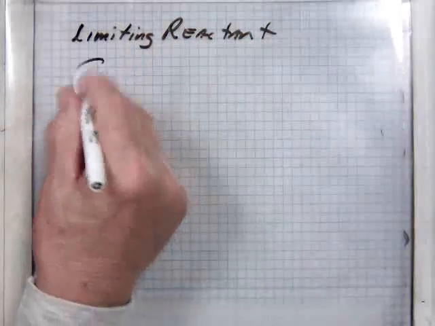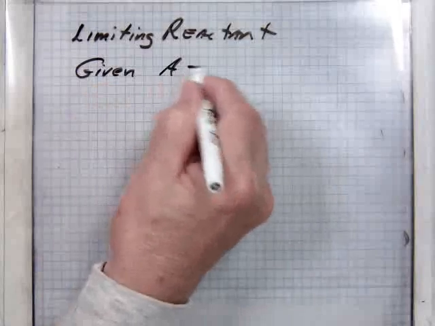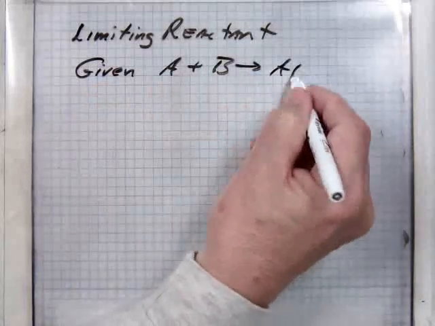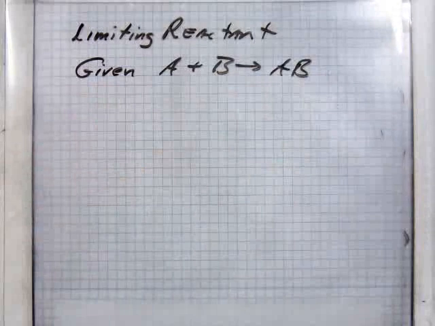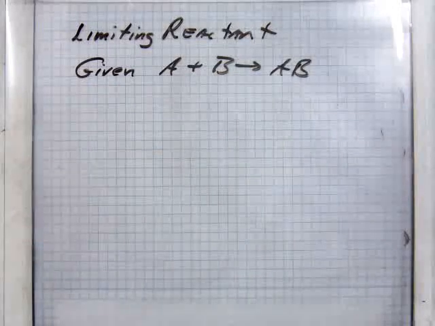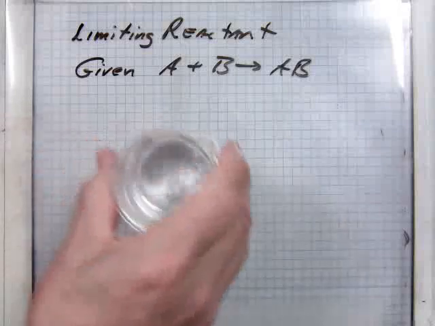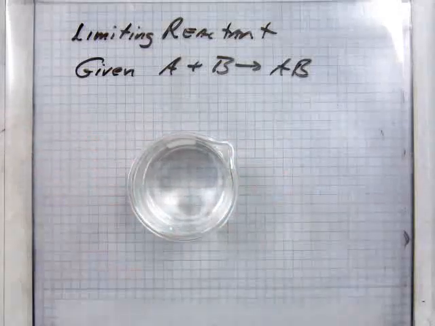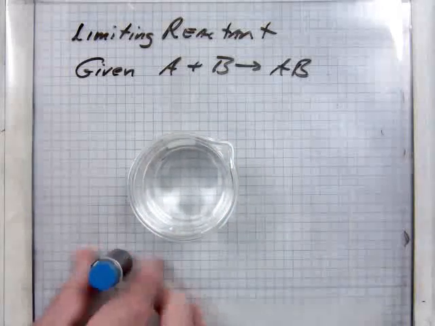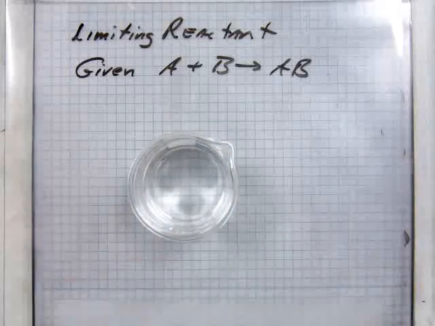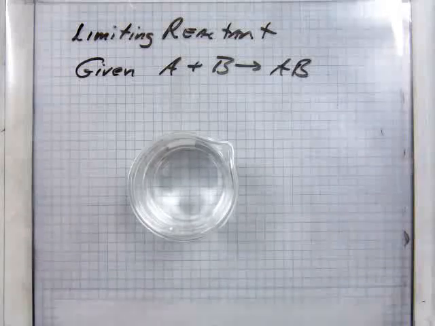Okay, given A plus B goes to AB, if one of the components, A or B, is in excess and the other one is in a smaller quantity than 1 to 1, then the smaller mole number will be the limiting reagent. Now, let's say this is A, the water is A, and this is food dye, and that's going to be B.